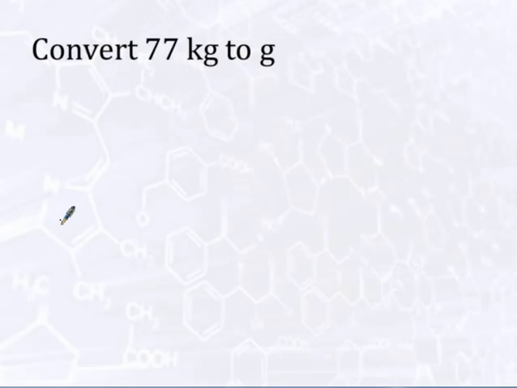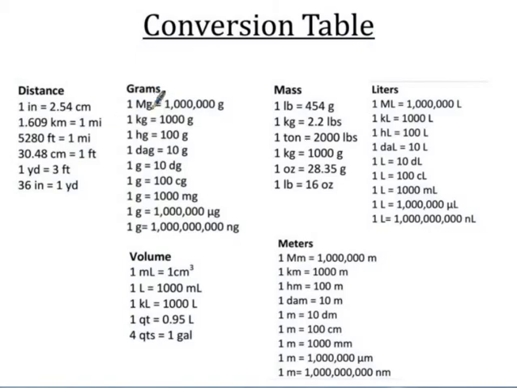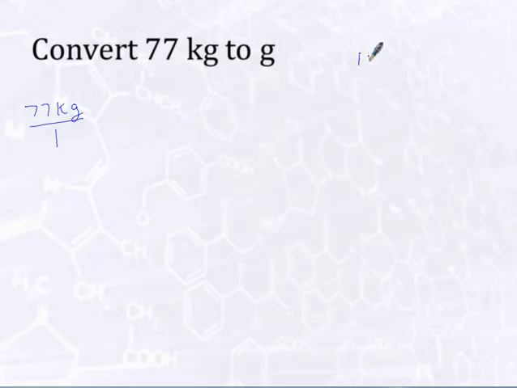All right, let's take a look at this problem. If I want to convert 77 kilograms to grams, the first thing is I write my number with the unit, 77 kilograms, and I place it over 1. The next thing I do is go back to my conversion table and see how these two units equal each other. I know that 1 kilogram equals 1,000 grams, so I'm just going to jot that to the side. There's 1,000 grams in 1 kilogram.